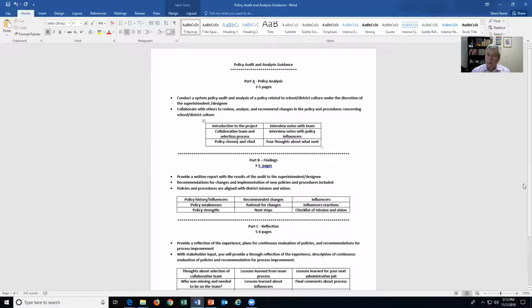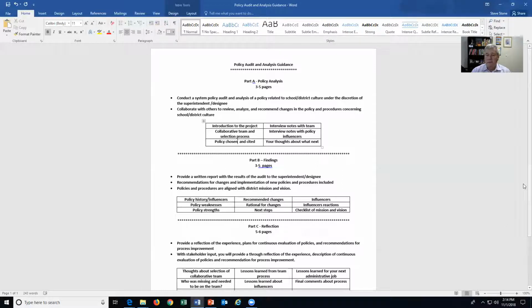The second paragraph would be the collaborative team, how you selected these people, what they bring to the table. The third paragraph is the policy that you chose to cite. I would cite that policy as much as possible. That doesn't count as one of your pages, by the way, but I would cite that policy in there and a reason why you selected that policy. So what's your reasoning behind that, which could also go back to that introduction to the project.